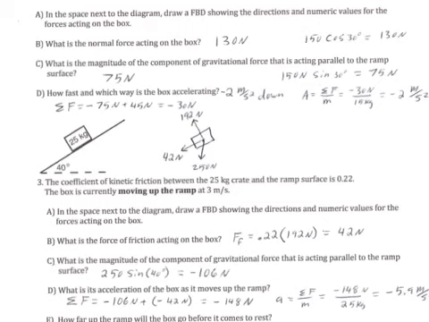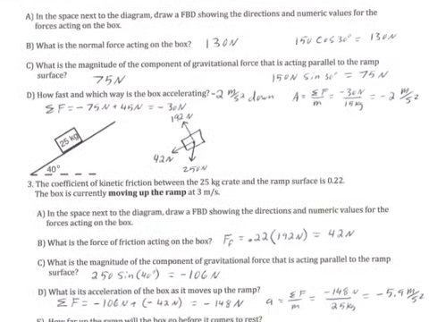Oh no, my surface isn't frictionless anymore. Okay, so the coefficient of kinetic friction acting on this 25 kilogram crate is 0.22. The box is currently moving up the ramp at 3 meters per second.